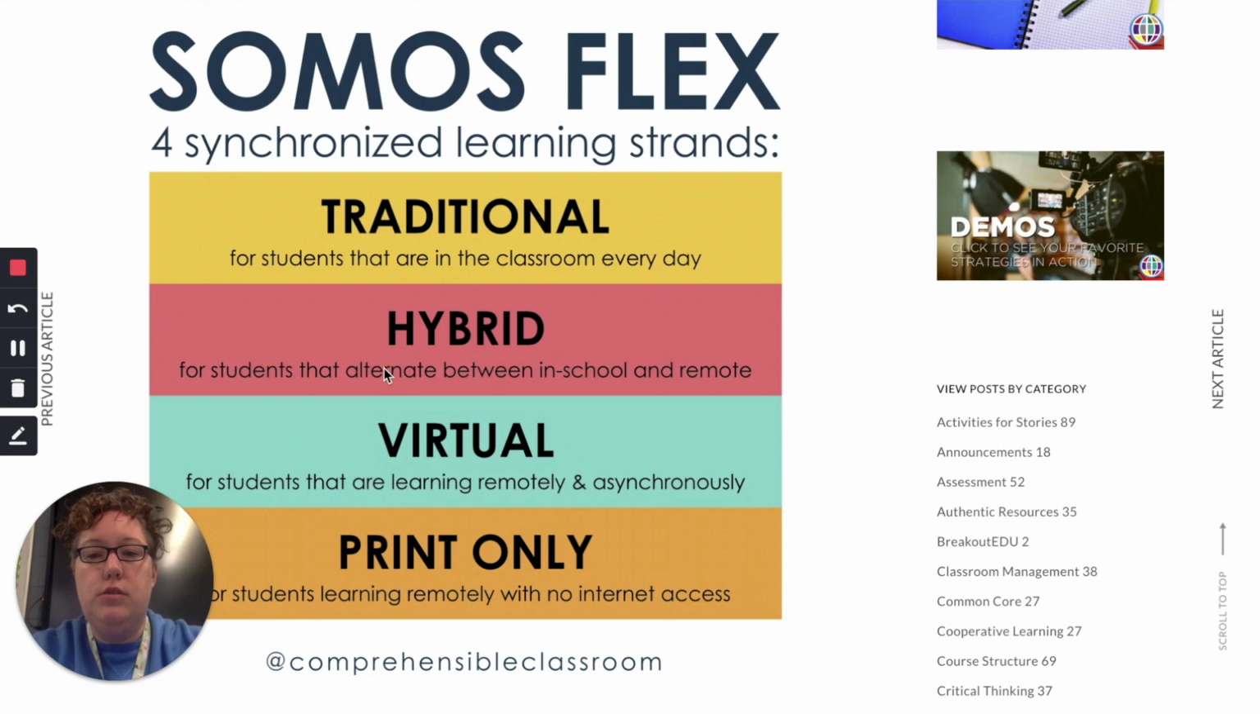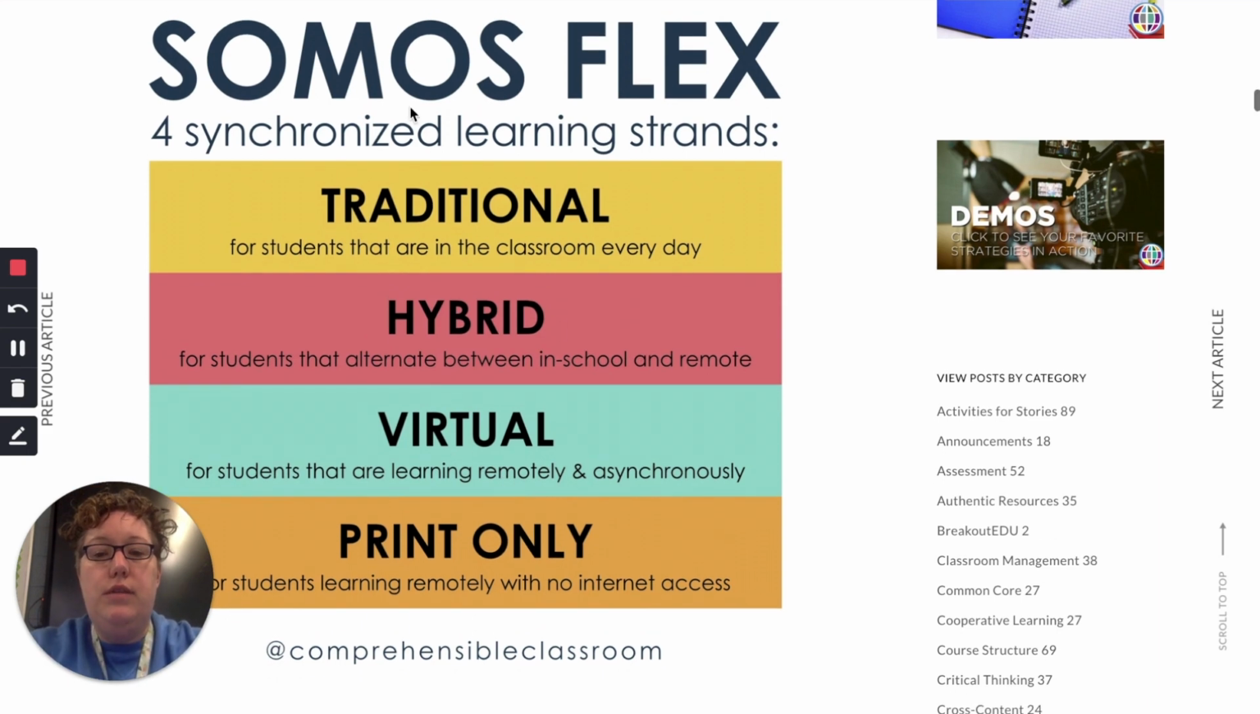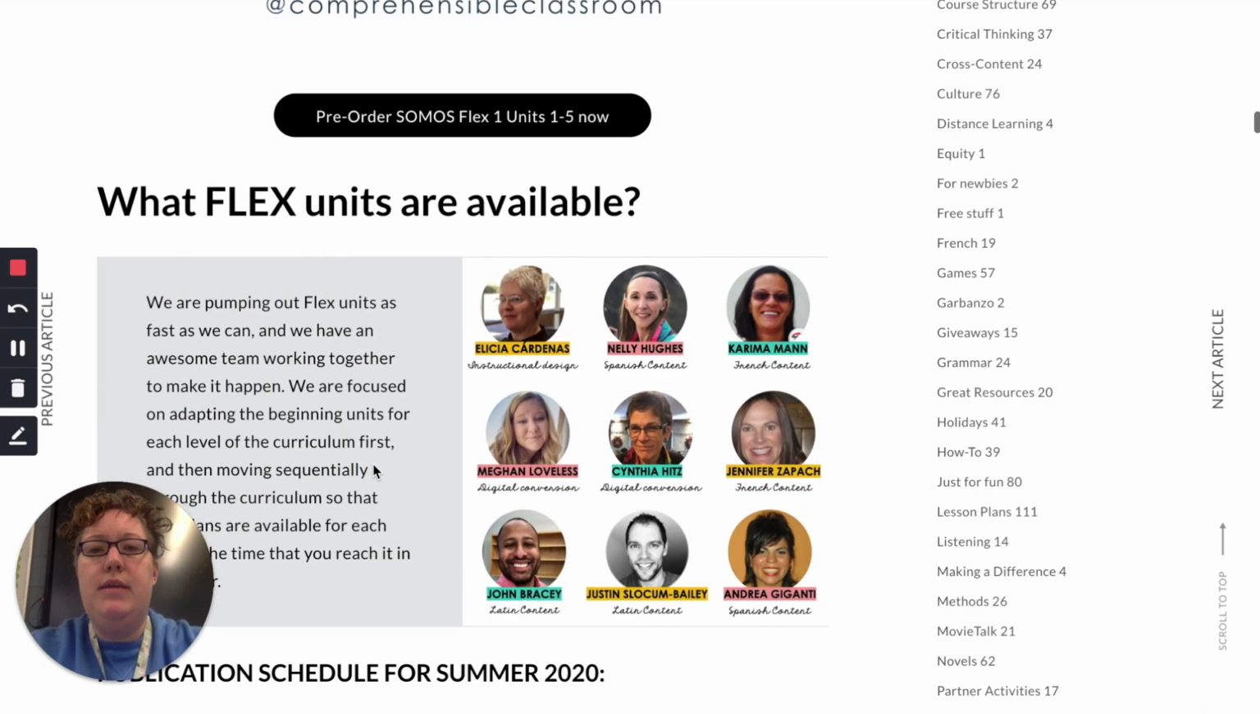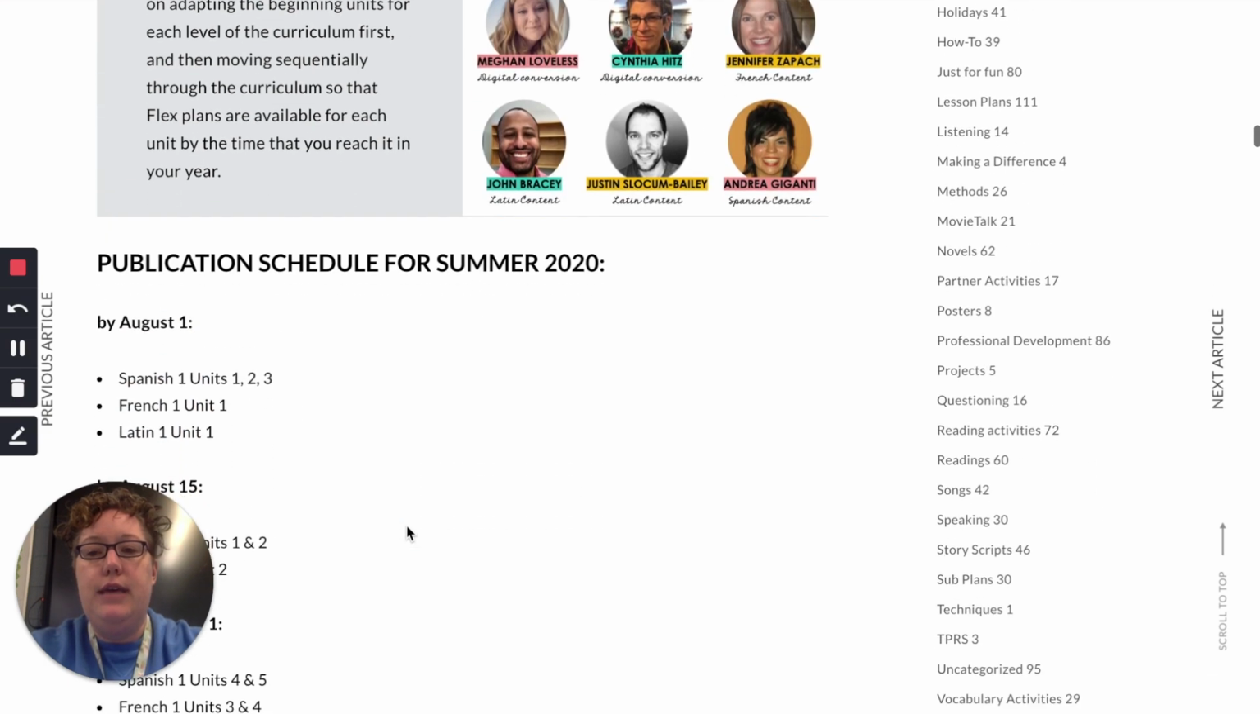See, she's got traditional, hybrid, virtual, and print only. Right now I'm in a traditional kind of phase, but I could easily go to any of these, and I'm kind of treating it more like a hybrid where I have everything online in case I have a student who automatically has to go out. So I'm kind of here in a hybrid stage, but I could easily go into a virtual. So there are the things available. And it says pre-order, but you can now get most Flex units.